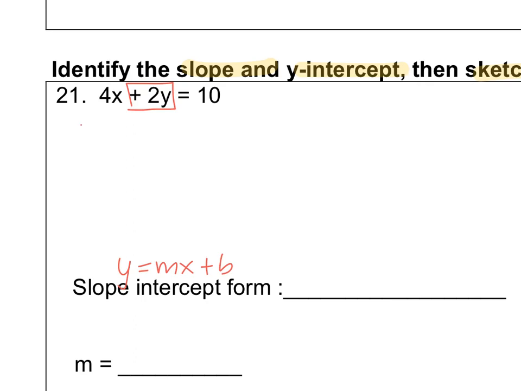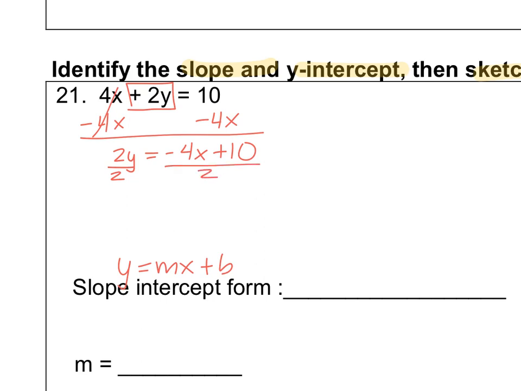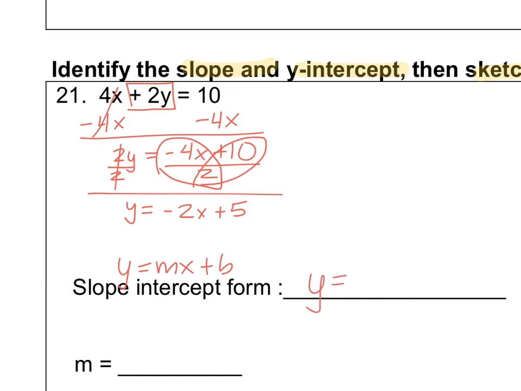We're going to move x to the opposite side by subtracting 4x from both sides. That'll get you 2y equals negative 4x plus 10. I then still am looking to get y by itself, so I would divide by 2 on both sides, getting y to cancel out. Negative 4x divided by 2 would give you negative 2x, and 10 divided by 2 will give you 5. So that means my slope-intercept form is y equals negative 2x plus 5.